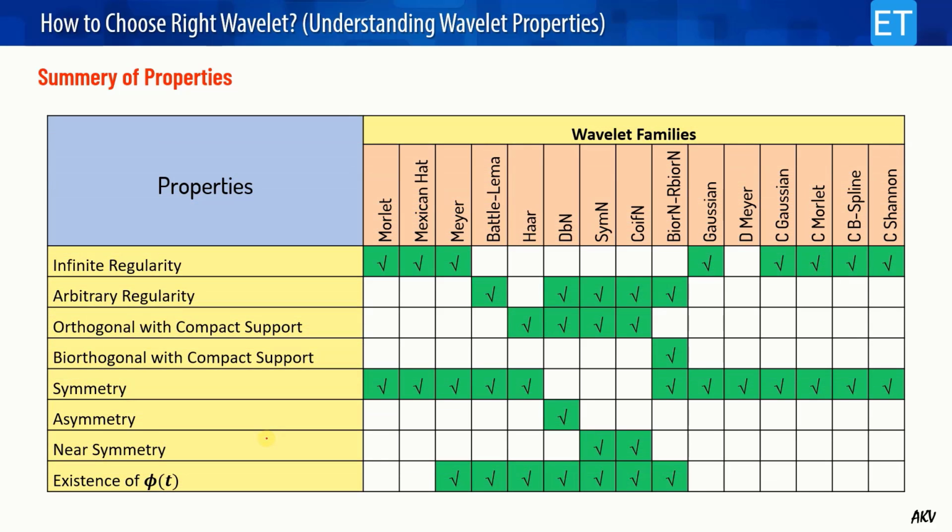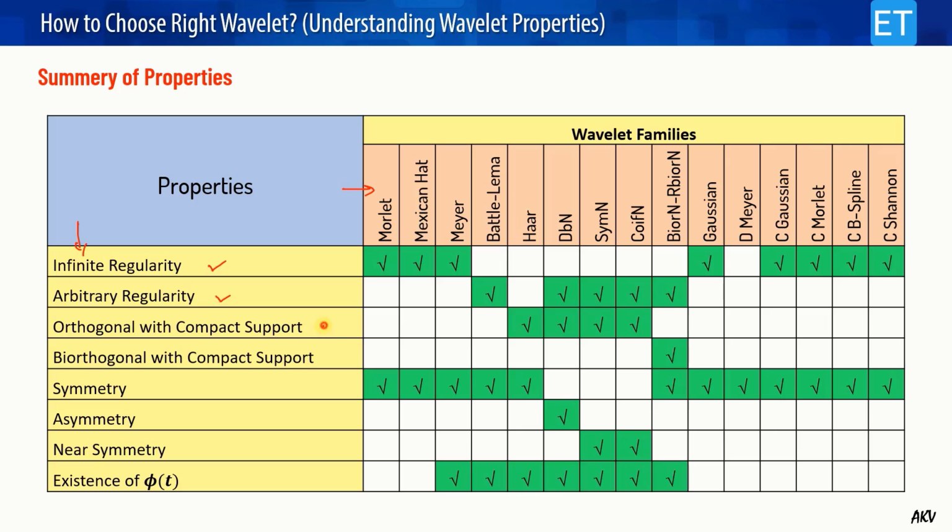And now let's see the summary of the properties of wavelets. So this is a table which represents the summary of all the properties, and a few others are also added. So here I have taken all the major wavelets, and in this column you can see all the properties. So the first one is infinite regularity, and here you can see that the wavelets which support this are highlighted by this green color. So infinite regularity, the wavelets which can be differentiated infinitely, is supported by the Morlet, Mexican hat, Meyer, etc. And arbitrary regularity is supported by the Battle-Lemarie, dB, Symlet, Coiflet, and by biorthogonal wavelets.